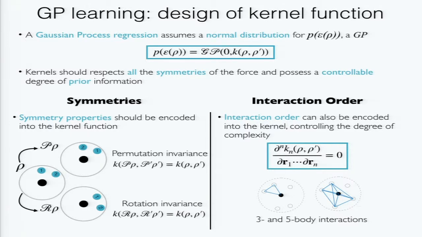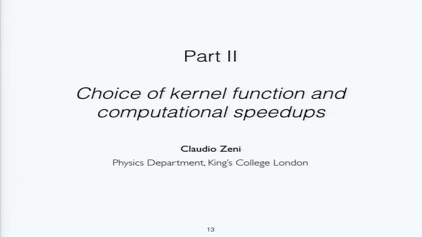Then the idea here is that you can control the complexity by controlling the interaction order and having some kind of resembling of a classical many-body expansion. But this will be the topic of the second part. So yeah, please, if you have any question on this really introductory initial bit, yes.